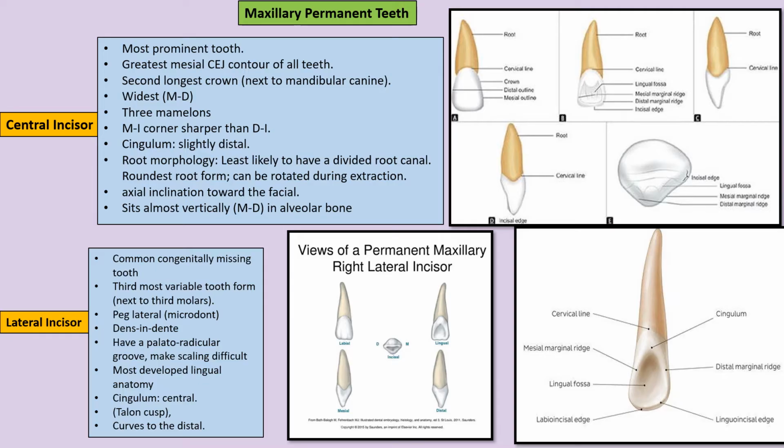Also, the lateral incisor has a palatoradicular groove that makes scaling very difficult for this tooth. Dens evaginatus on the lateral incisor can have a talon cusp appearance. The root is curving towards the distal side.